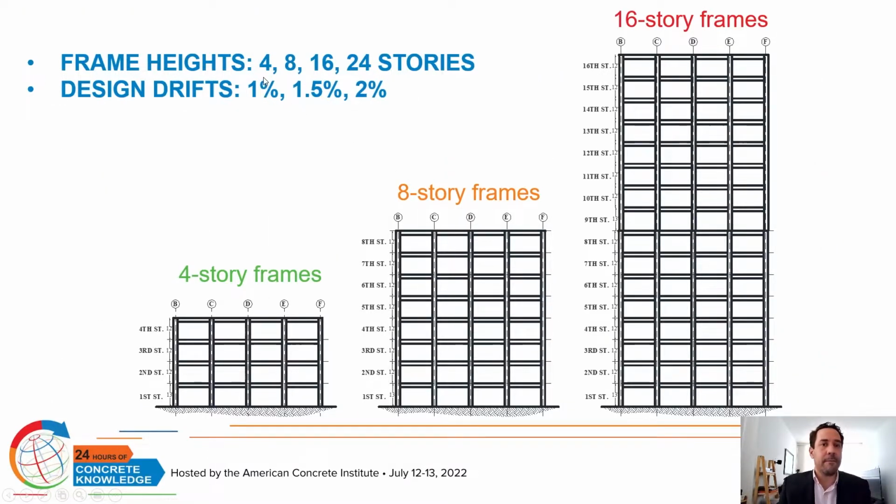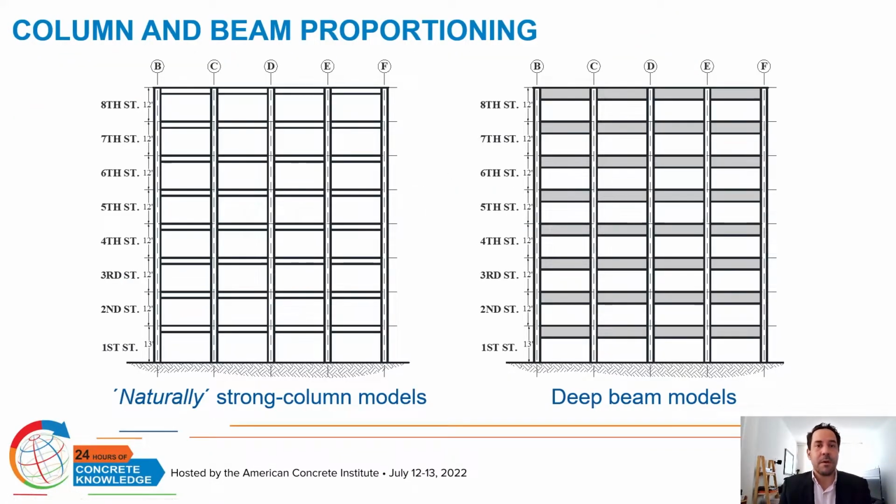We consider 4, 8, 16, and 24 story frames, and the maximum allowable drift was constrained to 1, 1.5, and 2%. The latter one is the maximum allowed drift by ASCE 7-16. According to the proportioning of the frame, we had two types of frames, what we call naturally strong column models, in which we limited the height of the beams to be maximum equal to the height of the columns, and we have also deep beam models to excite some localization problems that may arise.